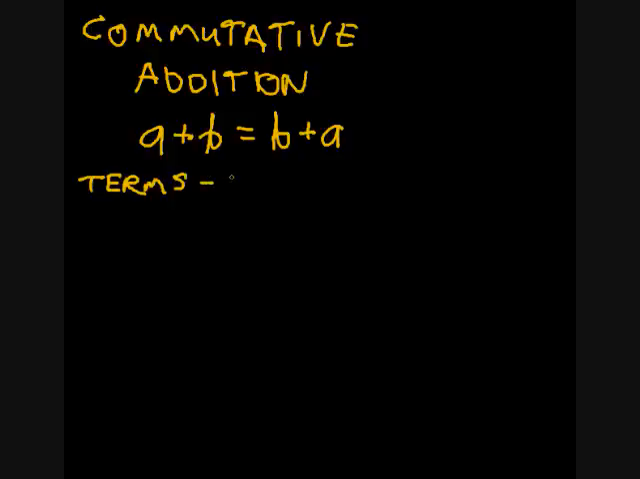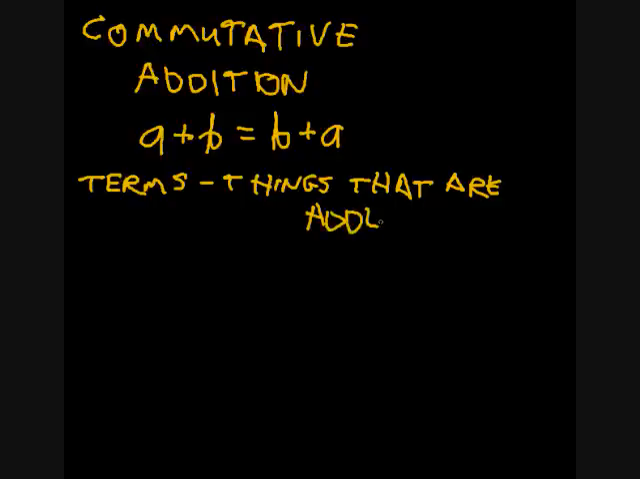And terms are basically just things that are added. And you'll notice that I say things because you can have terms that are numbers, but they can also have variables as well. Things that are added. It's a simple definition. I would like it if you could pause this video right now and make a note of this, that terms are things that are added. We'll refer to that in future videos. It's important for algebra class.